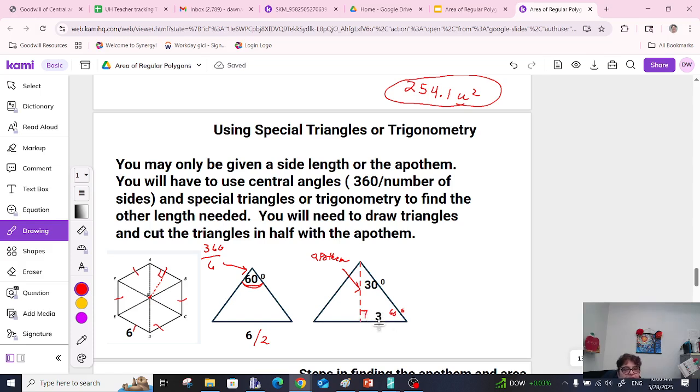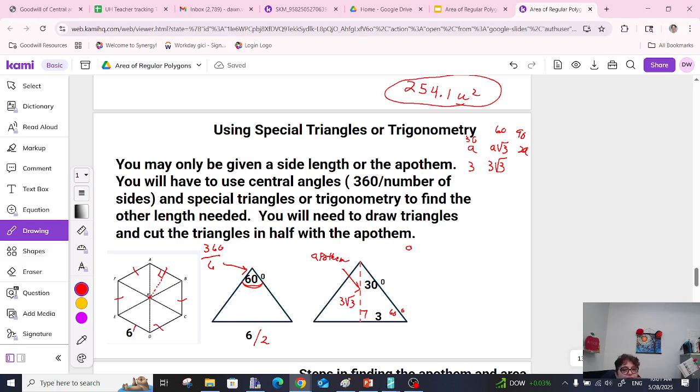And all I care about is the apothem, because I have the side. Getting perimeter is going to be easy. It's figuring out what the apothem was. Well, if across from the 30 is 3, then across from the 60 is going to be 3 square root 3. Right? Because remember, x, x square root 3, 2x. This was across from the 30, 60, 90. This was 3, so this has to be 3 square root 3.